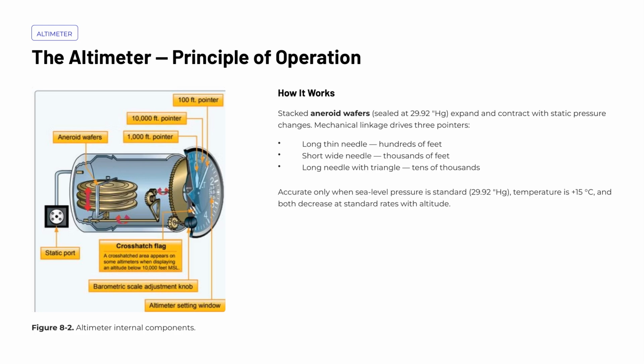Now here is the critical concept to understand. The altimeter only reads true altitude under very specific conditions. Those conditions are standard sea level pressure of 29.92 inches of mercury, a standard temperature of plus 15 degrees Celsius, and both pressure and temperature decreasing at standard rates as altitude increases. In the real world, these conditions rarely exist perfectly, which is why understanding altimeter errors and proper setting procedures is so important. We will explore those implications as we continue.